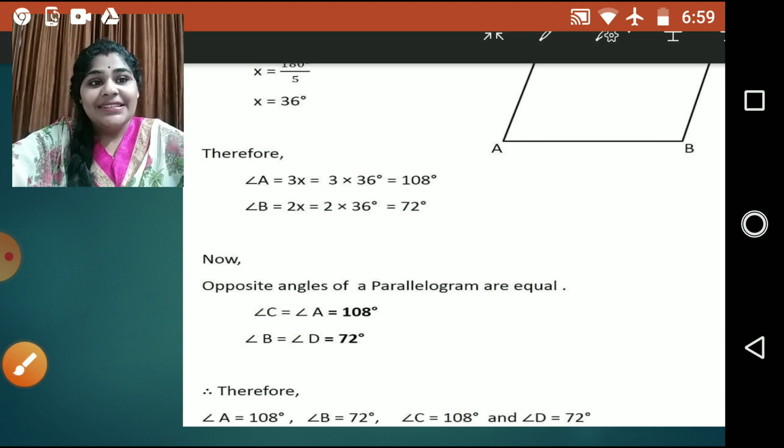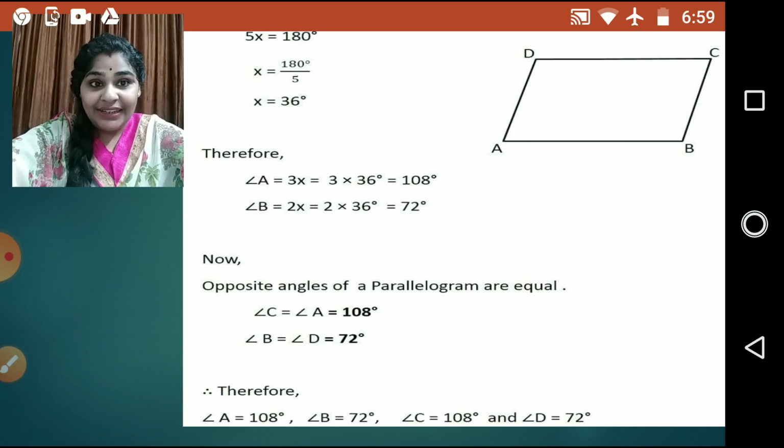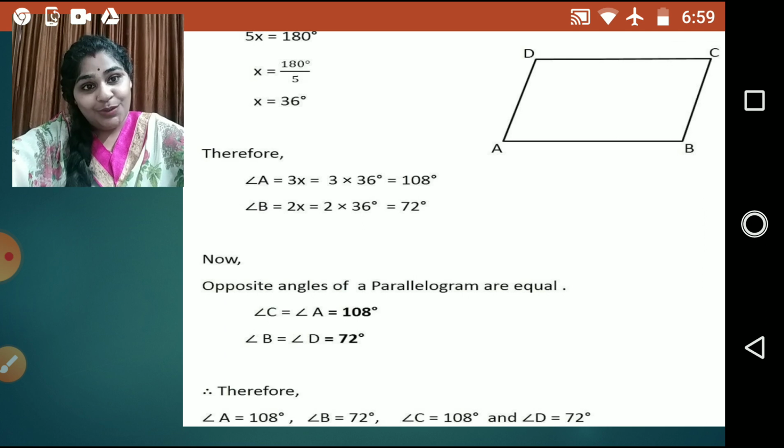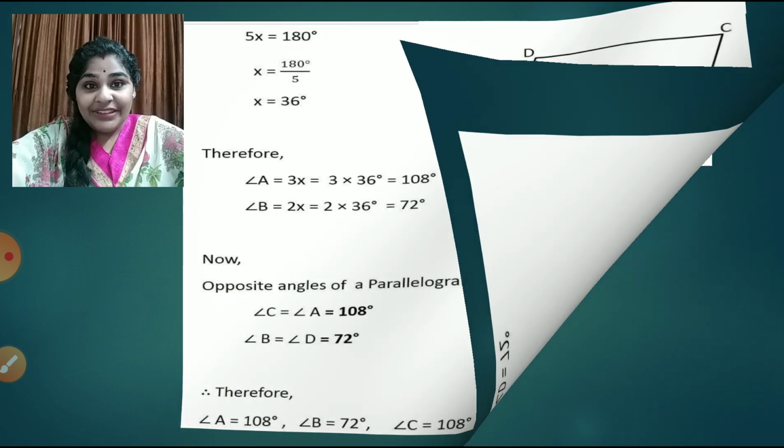So hence we have found all the angles here. Angle A is equal to 108 degrees. Angle B is equal to 72 degrees. Angle C is equal to 108 degrees and angle D is equal to 72 degrees. So let us proceed with the next one.